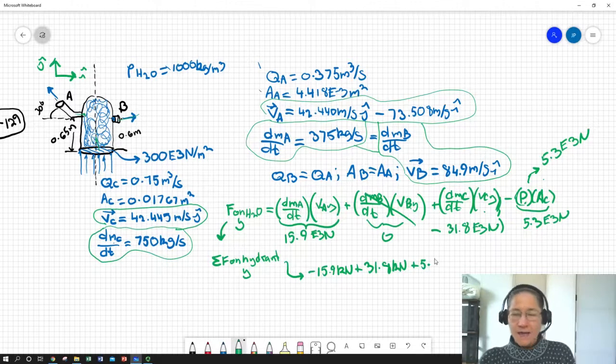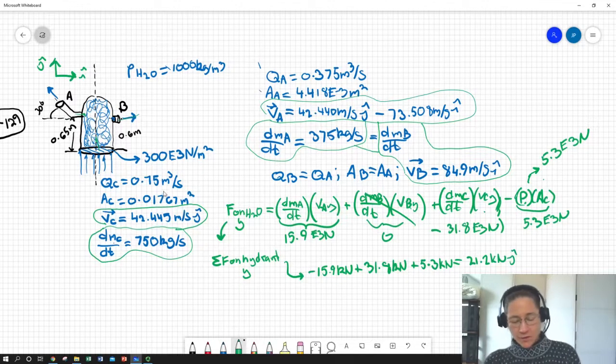So it combines with the water on hydrant force at A at the orifice in the upward direction. So that adds just another term, and it all sums up to 21.2 kilonewtons upwards. So that's our J hat force, water on hydrant.